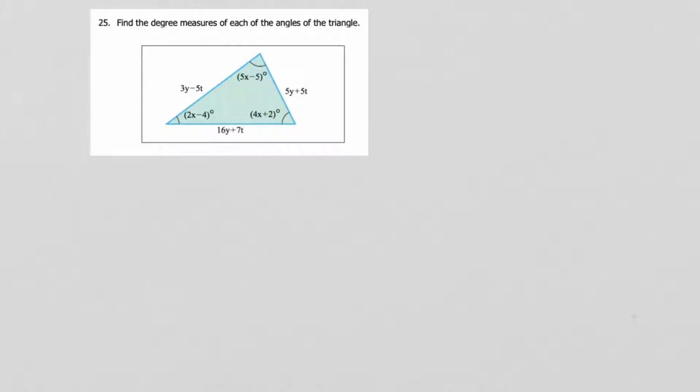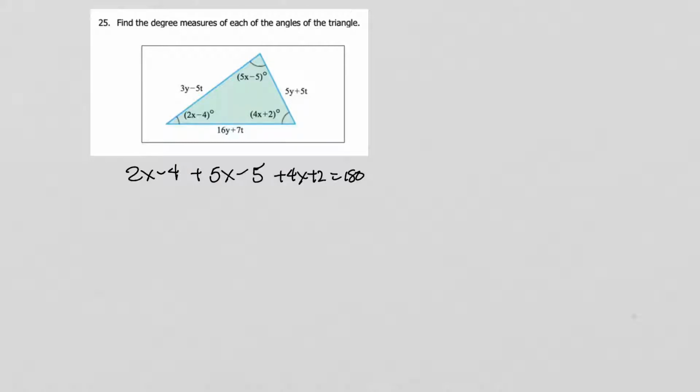It doesn't matter what order we go in. I'm going to take this one, then this one, then this one, add those together, so we'll get 2x minus 4 degrees plus, now the top one, 5x minus 5 degrees. Let's make that a little bit easier to read. Plus 4x plus 2 degrees, and that's all equal to 180 degrees.